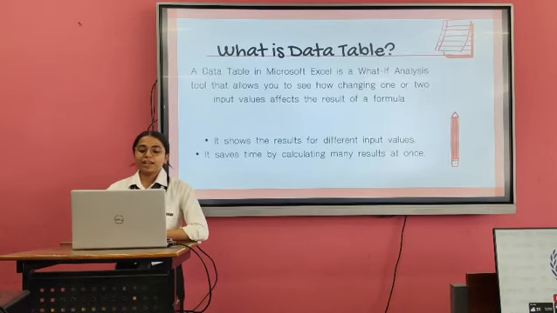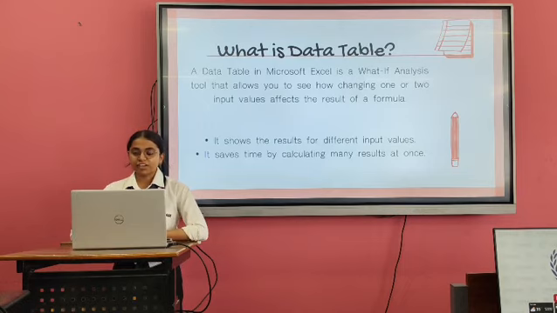What is data table? A data table in Microsoft Excel is a what-if analysis tool that allows you to see how changing one or two input values affects the results of a formula. It shows the results for different input values. It saves our time by calculating many results at once.